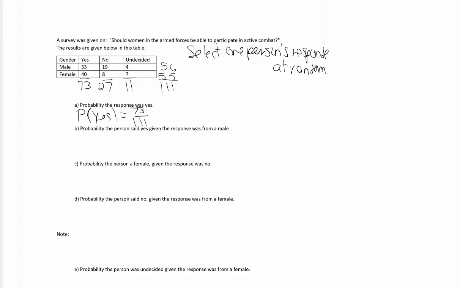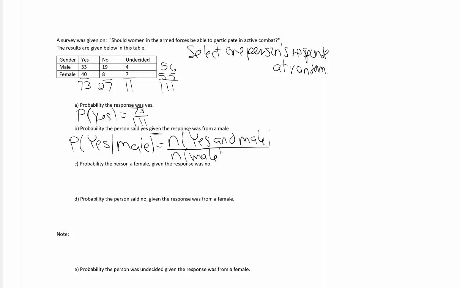All right, let's take a look at part B. The probability the person said yes given the response was from a male. So now we're given a piece of information. This is the probability of yes given the person is male. This is an example of a conditional probability. So this will be the total number of yes and male divided by the total number of male. How many are both yes and male? That's this number here. That's going to be 33. And the total number of males we've already added up. That's going to be 56.